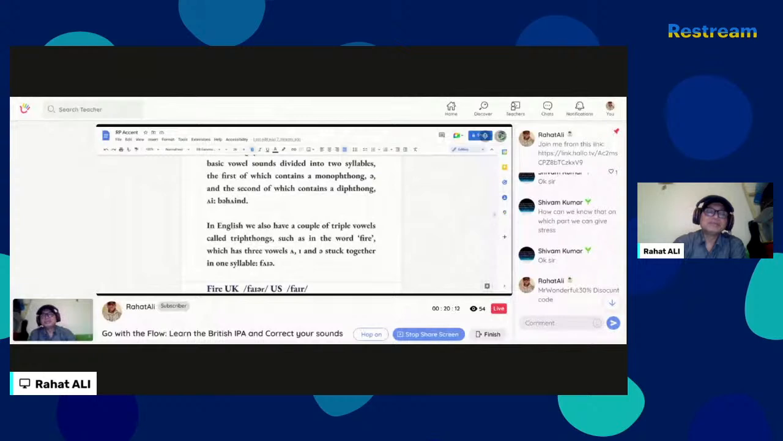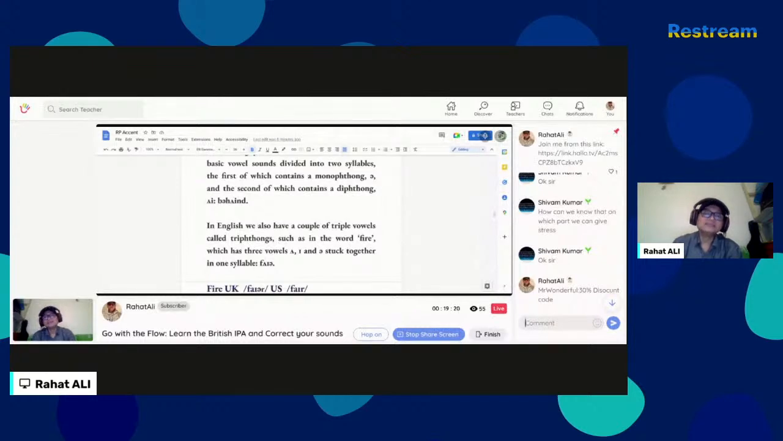Behind. So, in English, we also have a couple of triple vowels called triphthongs, such as the word fire. Like an A, I, E sound in fire. Once again, very often people ask me to differentiate the British English sound and American sounds. First and foremost, two differences are letter R and letter T. Remember, these are the two letters that will enable you to understand the differentiations.